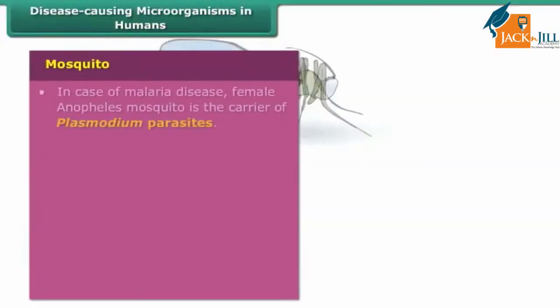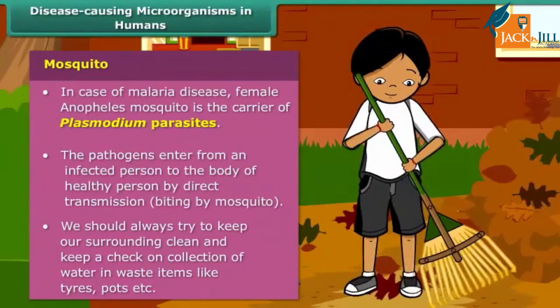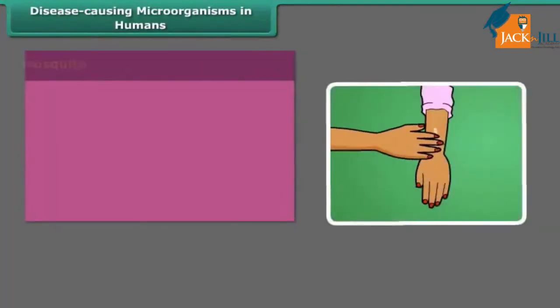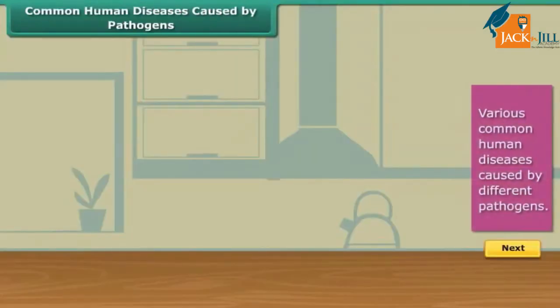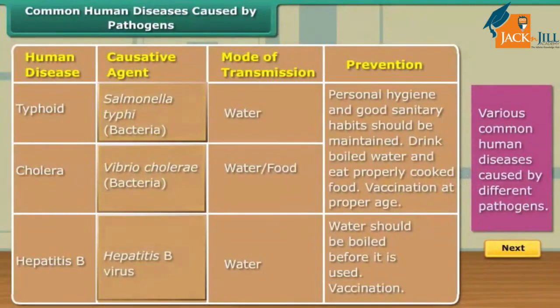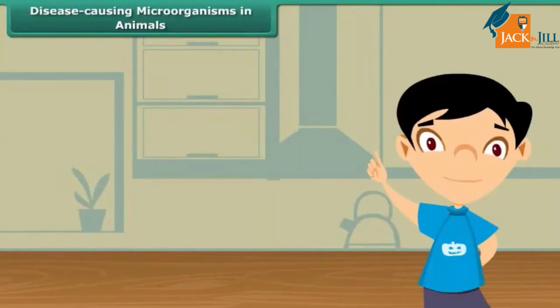In malaria, the female Anopheles mosquito is the carrier of Plasmodium parasites. We should use repellent creams, sprays, and mosquito nets to prevent malaria. Here is a list describing various common human diseases caused by different pathogens. Now let's move on to our next topic, which discusses diseases in animals.